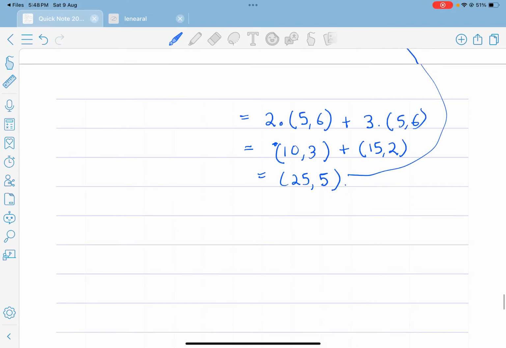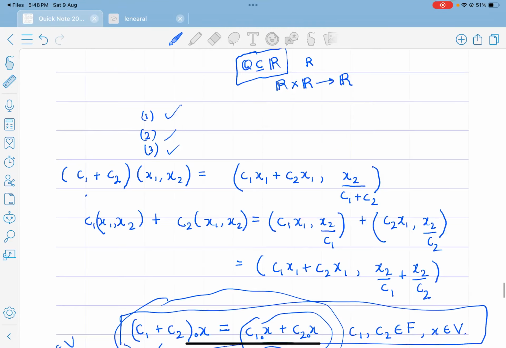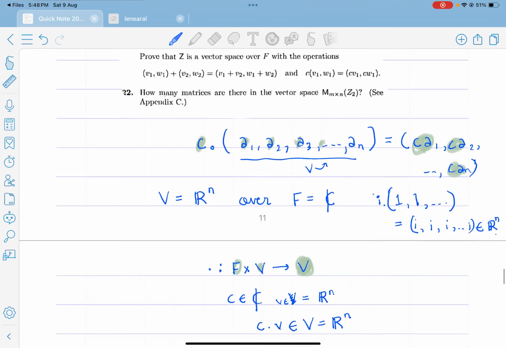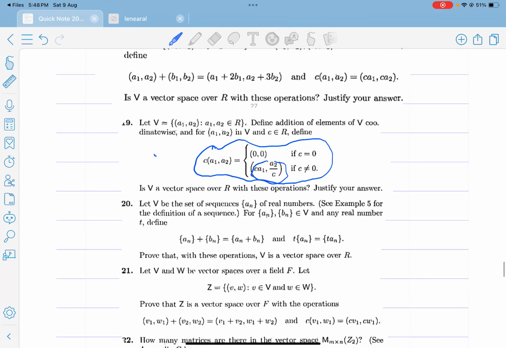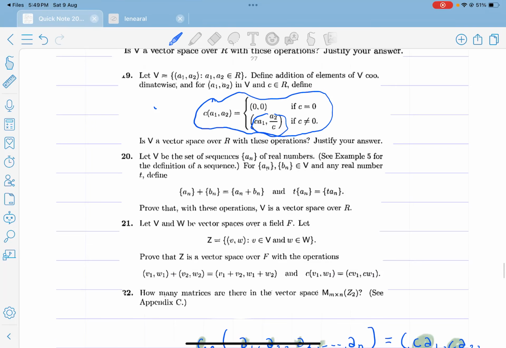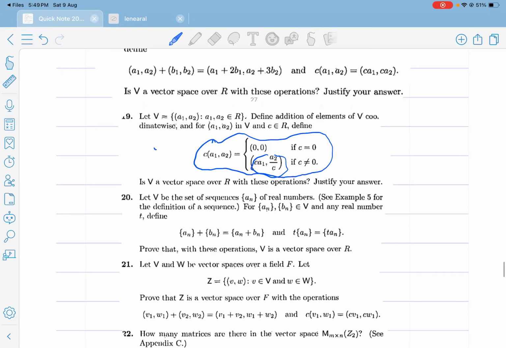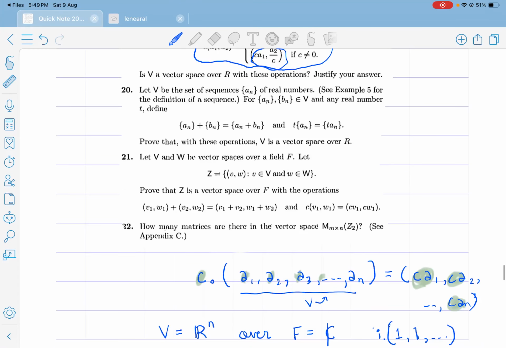So this means it is not a vector space. Now let's pause for a while. Which exercise should we do next? This one, you can do 20, 21. I don't think they are pretty difficult.